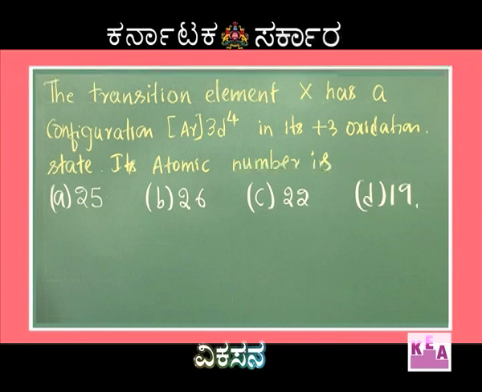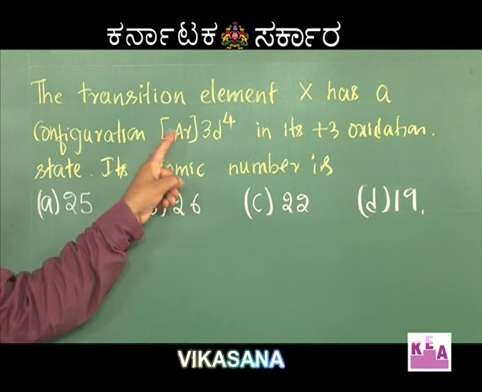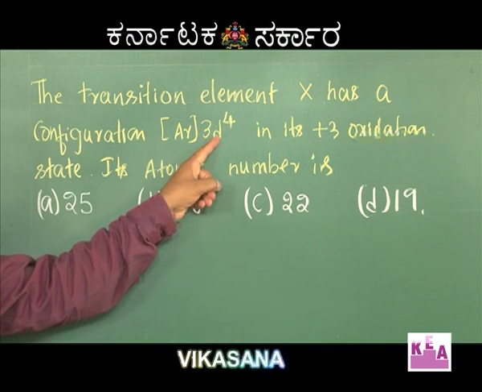Come to the next question. The transition element X has an electronic configuration, argon configuration followed by 3d4, in its +3 oxidation state. Its atomic number is: option A 25, B 26, C 22, D 19. Look at the given electronic configuration, argon configuration followed by 3d4.